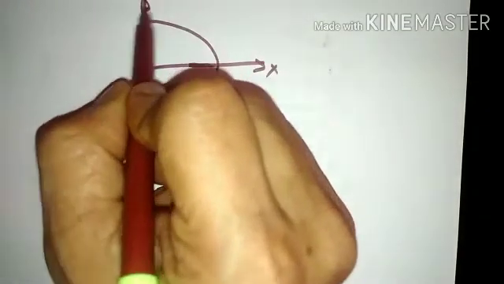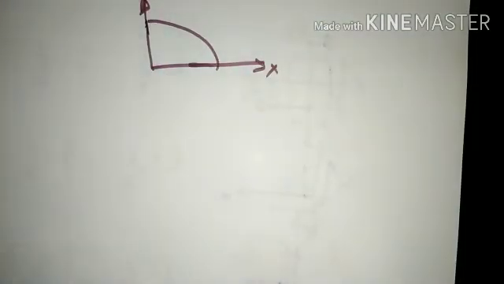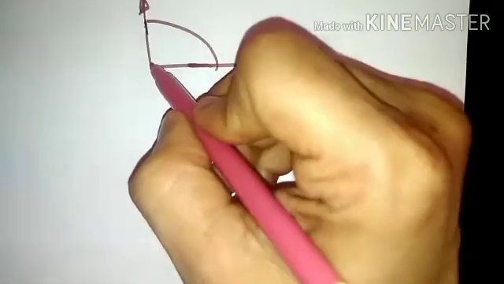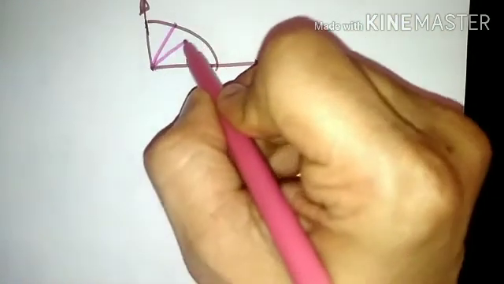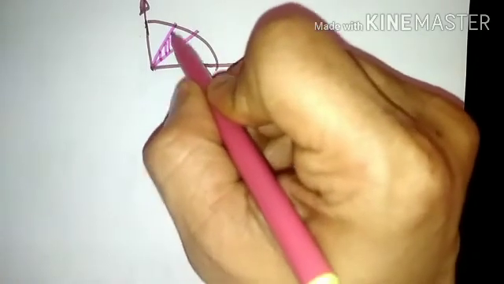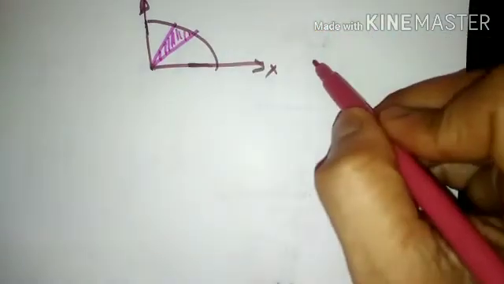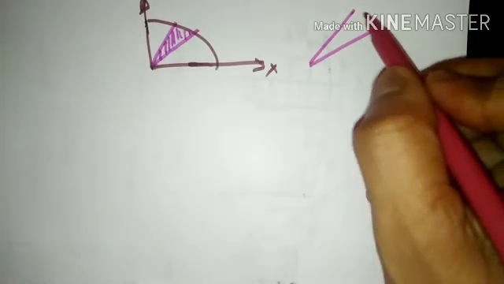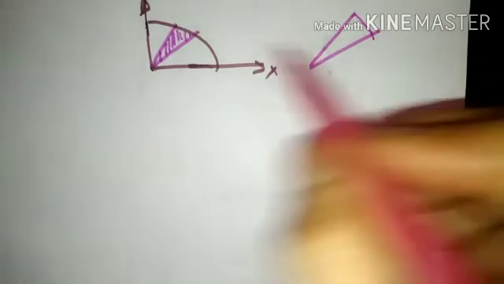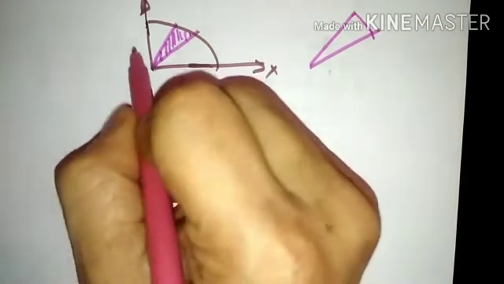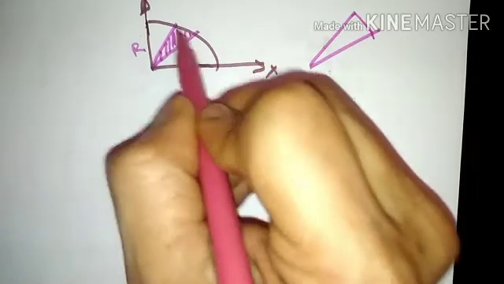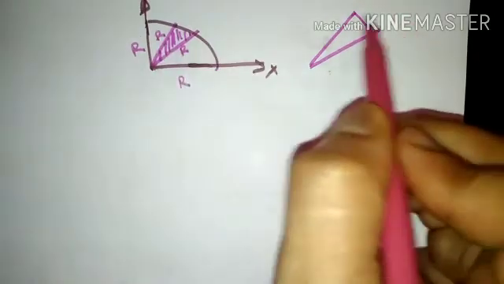So consider a quarter circle placed in the x and y plane. In this quarter circle, consider a thin elemental strip, and consider it as a triangular strip now. When you separate it out, this triangular strip will look like this. If this is a radius r, similarly this particular length will also be r.